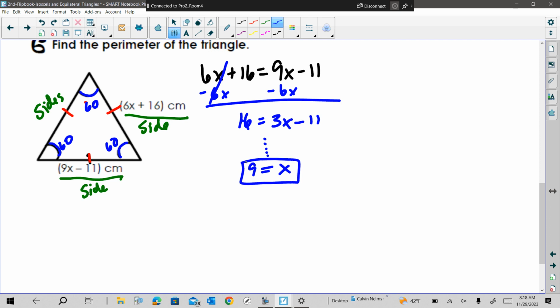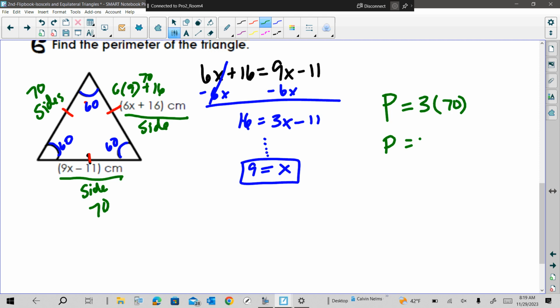Okay, now to get to the perimeter, we need to know what the side is. So we have to plug it back in. So we can have 6 times 9 plus 16. Yep, this turns into 70. So each side is the same, which is 70. So our perimeter, P for perimeter, let's just take the 3 sides times 70. Our perimeter is 210.